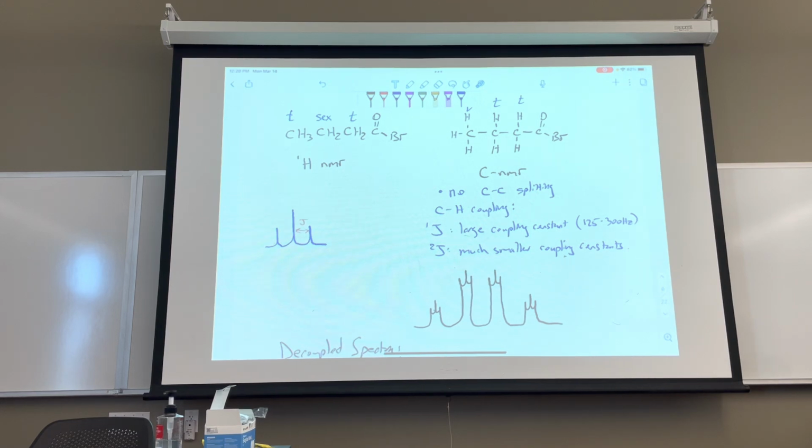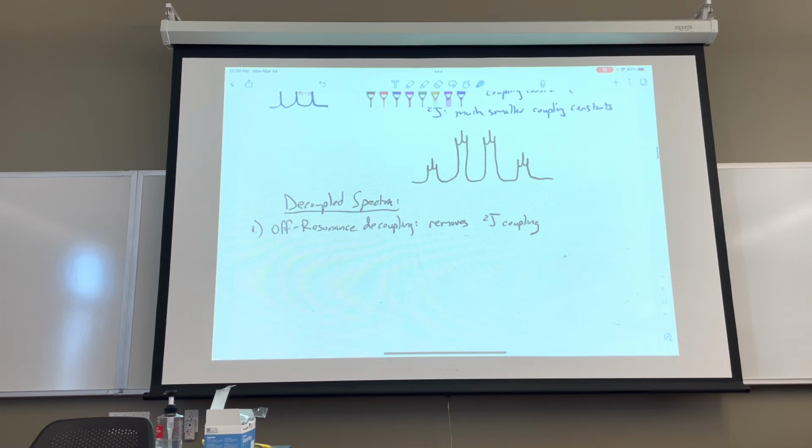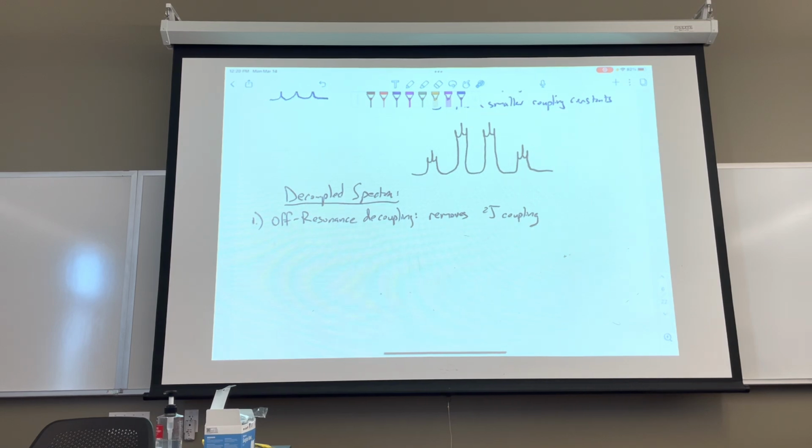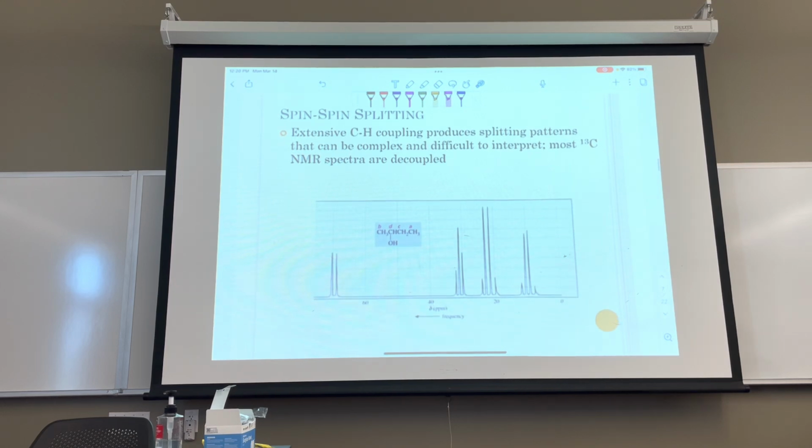Exactly. So if we do an off-resonance decoupling, it would take this quartet of triplets and simply make it a quartet. So the only thing that is splitting are the protons directly attached to the carbon. All right. So that's one way we can do this. And I think I have a spectrum to show you. So this would be an example of off-resonance decoupling.